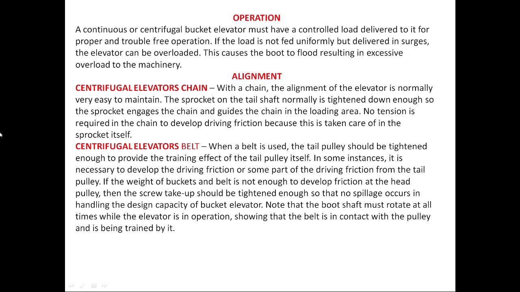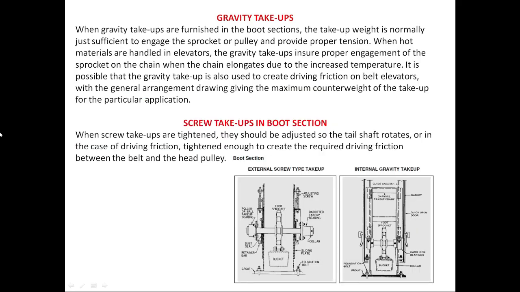When a belt is used, the tail pulley should be tightened enough to provide the tightening effect of the tail pulley itself. In some instances, it is necessary to develop the driving friction or some part of the driving friction from the tail pulley. If the weight of the buckets and belt is not enough to develop the friction at the head pulley, then the screw take-up should be tightened enough so that no spillage occurs in handling the design capacity of the bucket elevator. Note that the boot shaft must rotate at all times while the elevator is in operation, showing that the belt is in contact with the pulley and is being trained by it.